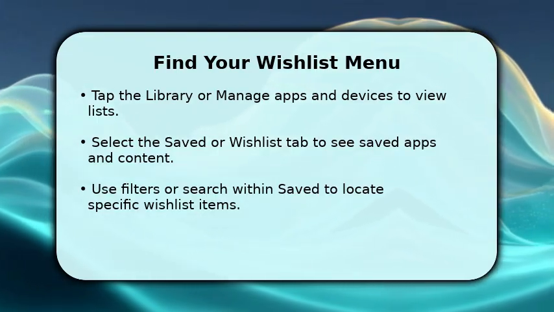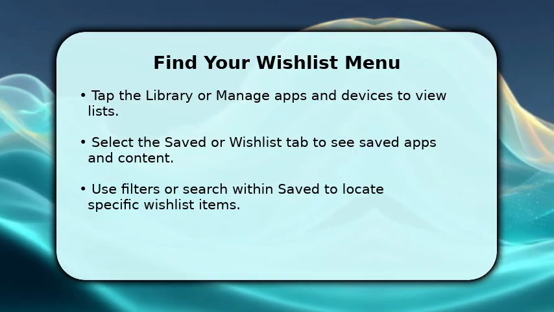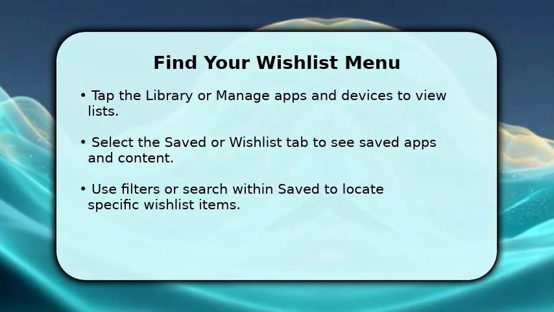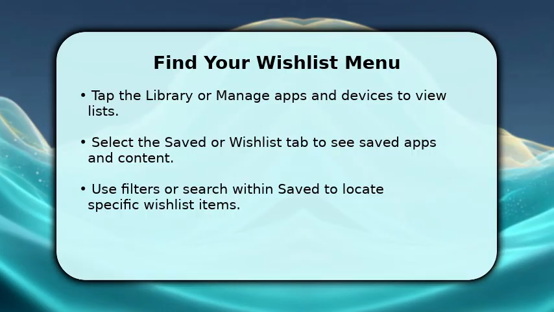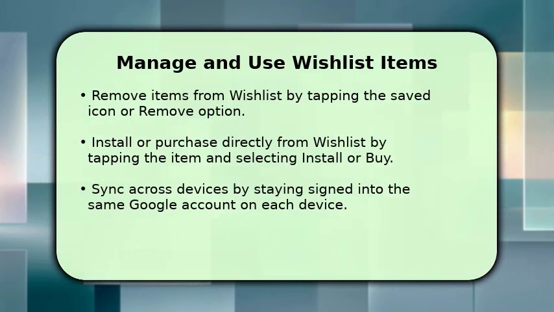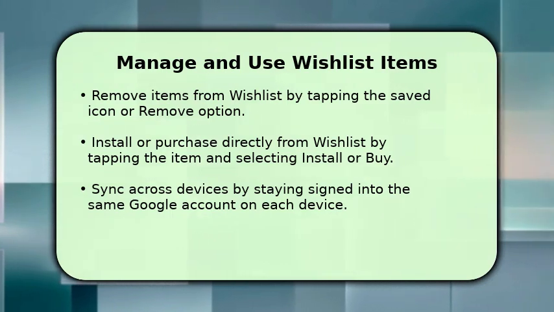You can also use filters or sort options if they appear to group apps, books, or media. If you use Google Play on the web, go to play.google.com, and open your saved list similarly. To manage wishlist items, tap any saved entry to open its details page.